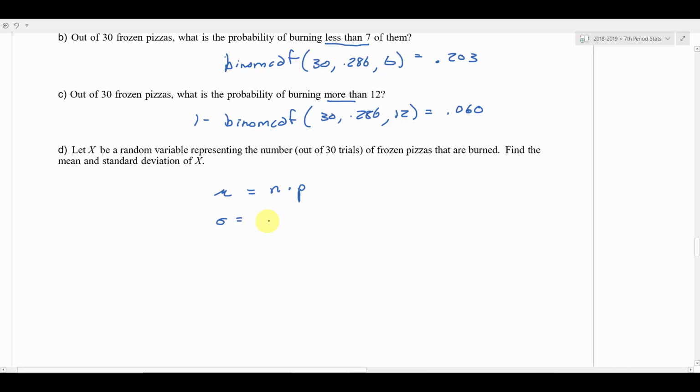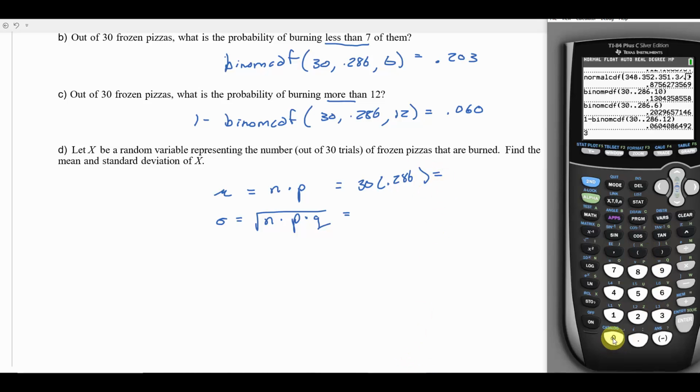And then the standard deviation was just like it, but it was NPQ. So you do N times P times Q and put that all in a square root. Okay, so NPQ is actually the variance. The square root gives you the standard deviation. So I'm going to go to my calculator. Remember, N was 30, so I'm just going to end up doing 30 times 0.286 here. And we got 8.58.